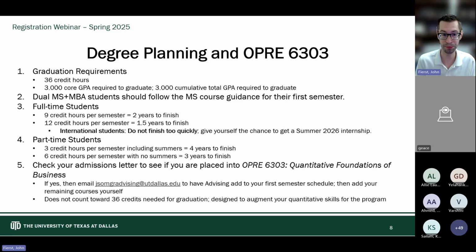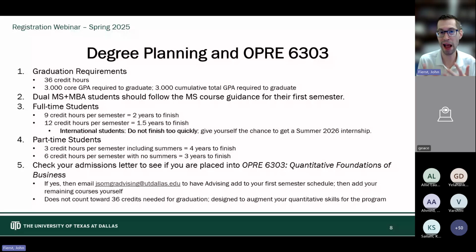Please be aware that the OPRE 6303 course is a prerequisite, and it does not count towards the 36 credits that you need to graduate. So it's there to augment your quantitative skills. Both the management science and supply chain programs are very quantitative in nature. So there's going to be a lot of math and statistics skills that you'll need to have solid in order to be successful in the program. And that's where OPRE 6303 comes into play.